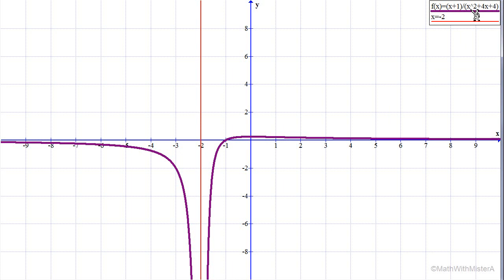If x equaled -2, -2 squared, that's positive 4. This middle term, 4 times -2, would be -8. So 4 plus -8 plus 4 equals 0. The x value of -2 is causing us to have a 0 in the denominator, and that's not allowed. So we see a vertical asymptote at x equals -2.